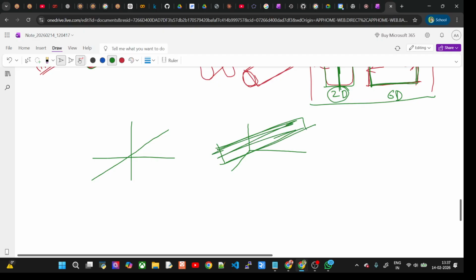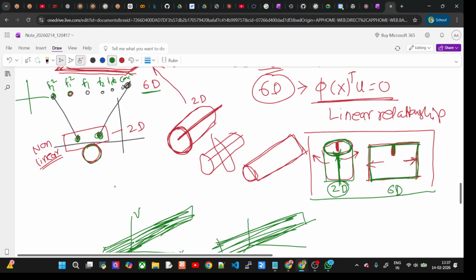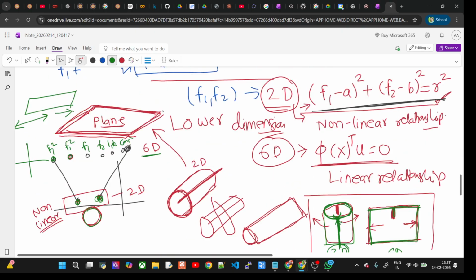So this same line, if you see in two coordinates, it's a single line, but if I just tilt that, it is something like 3D. In 3D, it is something like a plane which passes through the origin. So if you try to project something which is in two dimensions, which has a non-linear relationship, to a higher dimension, it becomes linear.